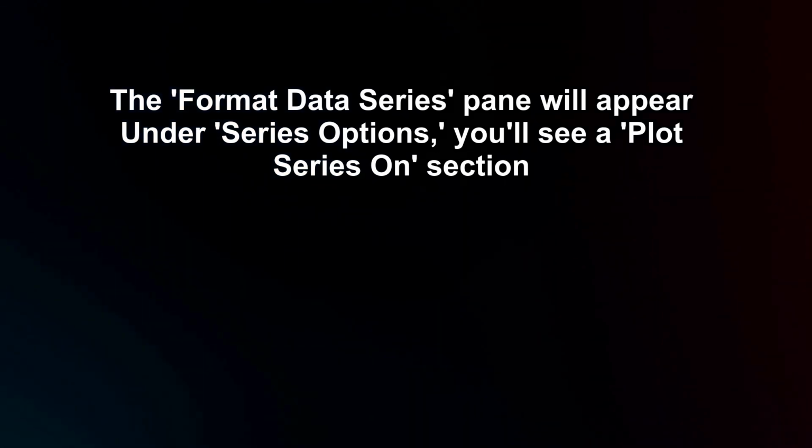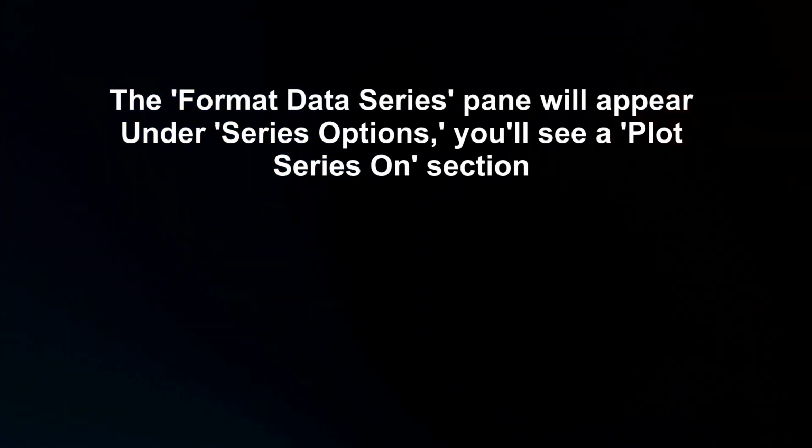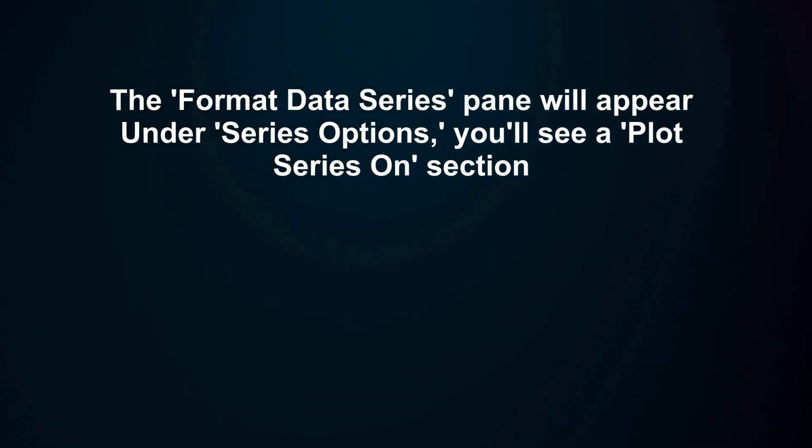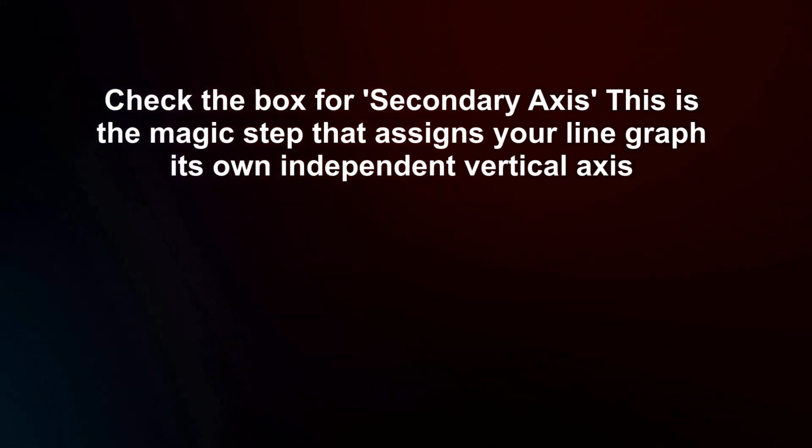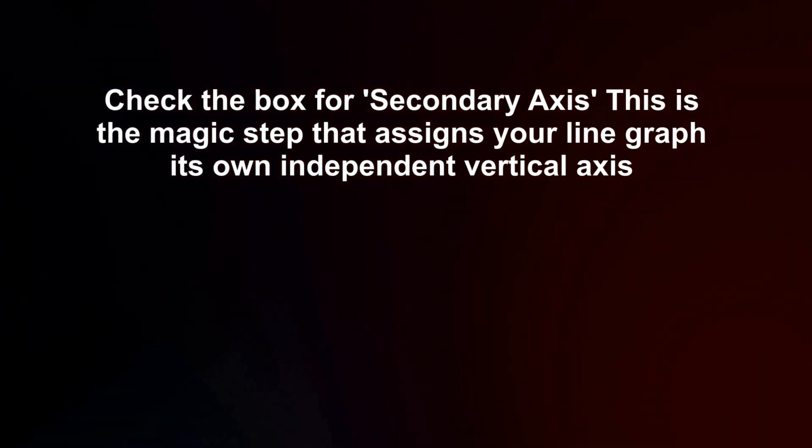The Format Data Series pane will appear under Series Options. You'll see a Plot Series on section. Check the box for secondary axis. This is the magic step that assigns your line graph its own independent vertical axis.